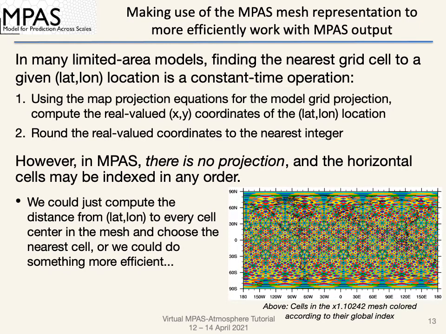However, in MPAS, there is no map projection, even for limited area MPAS simulations. And as we said earlier in this talk, the horizontal grid cells in a mesh could in principle be given in any order. And so that means that in the worst possible case, what you would have to do is to compute the distance from your chosen latitude longitude to the center of every single cell in an MPAS mesh in order to find the MPAS mesh cell that was nearest, and by the Voronoi property, therefore contains that latitude-longitude location. So we could do that, and if we only needed to do this for one or two or a small number of latitude-longitude locations, maybe this naive approach would be fine. But if we need to do this many times, we'd like to do something a little bit more efficient.